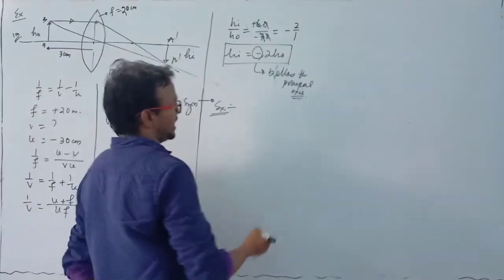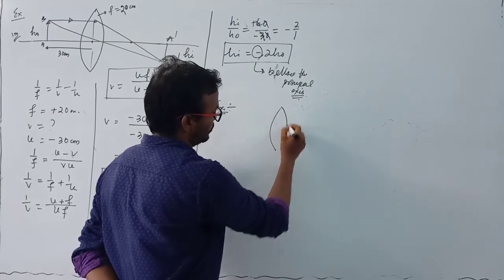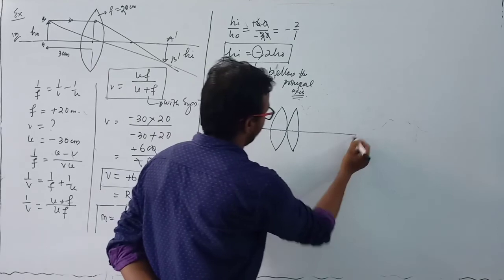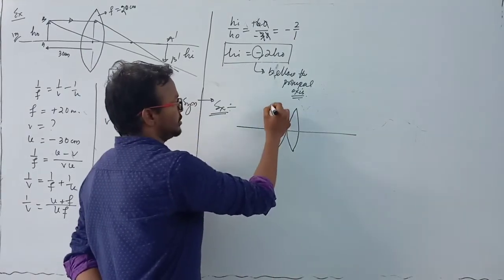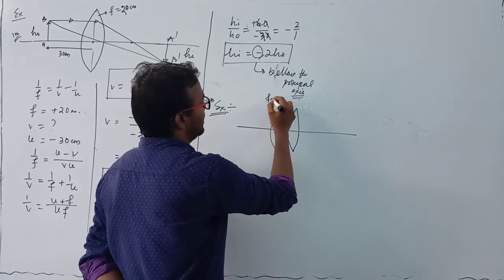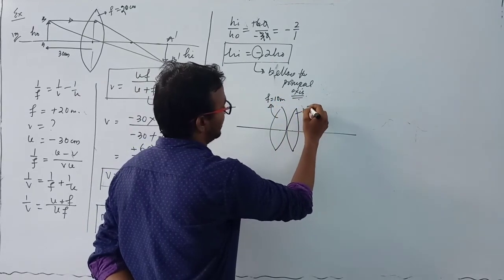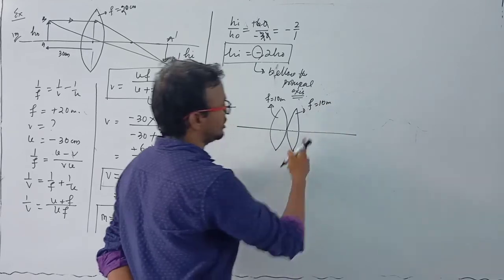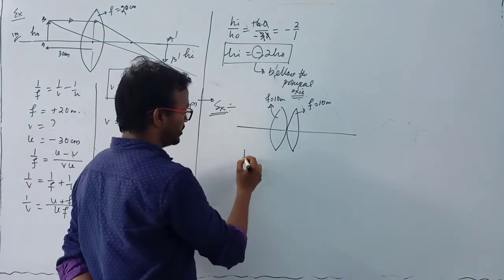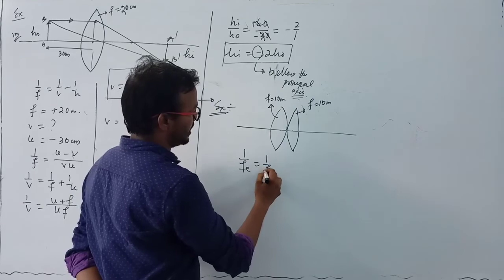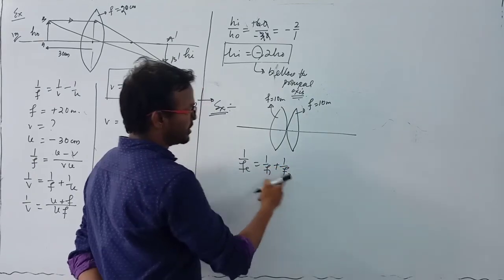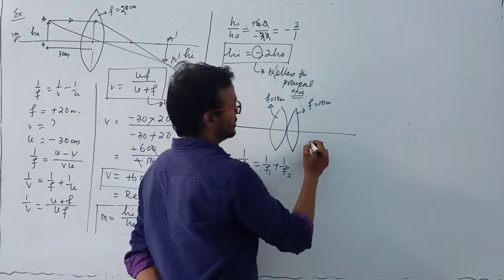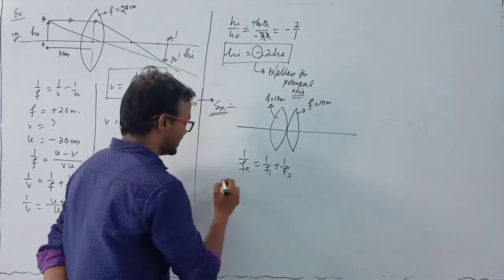So next example, if we take another example, suppose we have two convex lenses like this, and their optical centers lie on the principal axis. Suppose the focal length f1 is equal to 10 centimeter, and the focal length f2 is also 10 centimeter. Find the equivalent focal length of this combination. We already know that 1 by f equal to 1 by f1 plus 1 by f2, but we have to use f1 and f2 with sign. But this is a convex lens, so here f1 and f2 will be taken as positive.